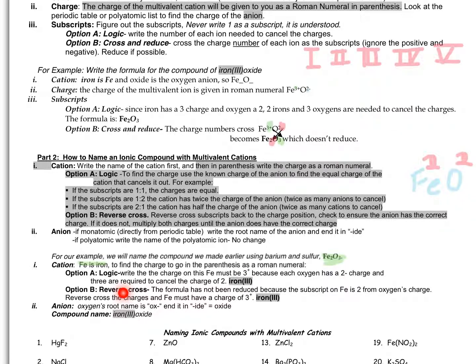Or you do the reverse cross. You take the 3 from the bottom of the O, put it back on top of the Fe. Take the 2 from the bottom of the Fe, put it back on top of the O. And that's how you could find the charges. No matter what, you find that it's iron with a 3 in the Roman numeral. And then for the anion, nothing's changed. It's oxide.